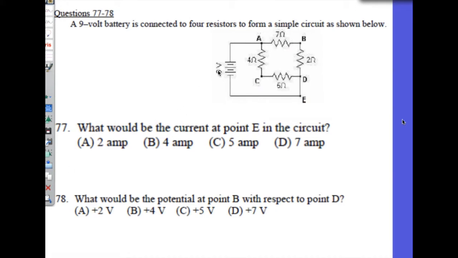So a 9-volt battery is connected to 4 resistors for this simple circuit. What would be the current at point E? Well, E is here, so that's the whole current. So if we just find the current for the whole circuit, that'll be the answer.